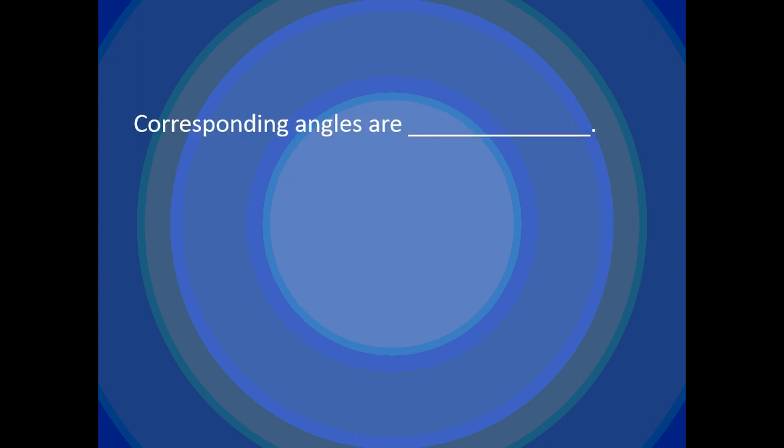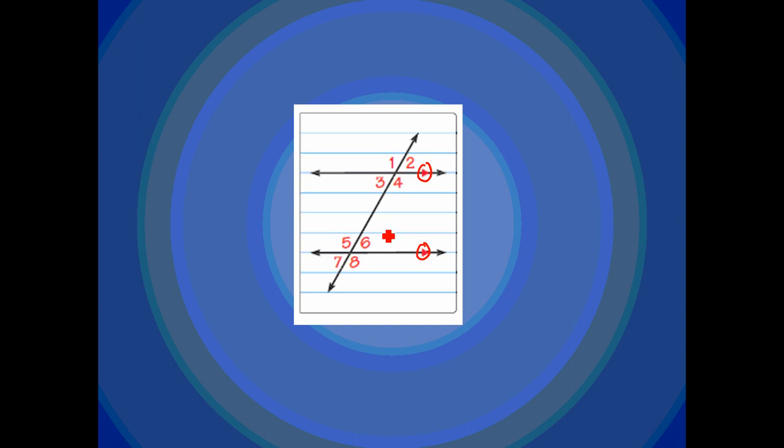So the first one, corresponding angles. Corresponding angles are the ones where, if I was to chop this right here and then take these and put them on top of these, I would have angle 1 and angle 5 matching up to each other. 6 and 2 would match up to each other. 7 and 3, 8 and 4.